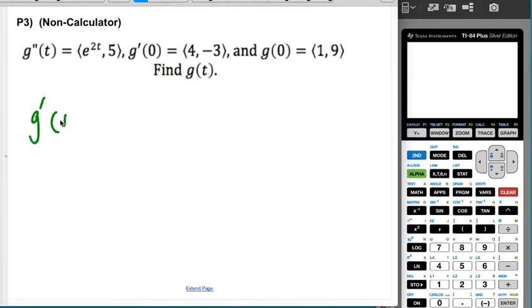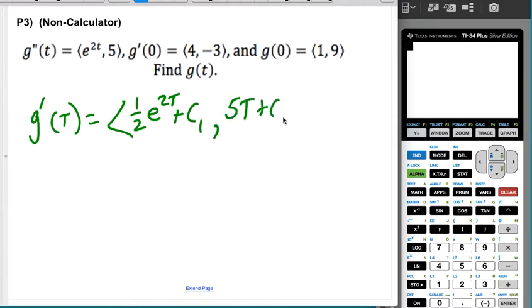So g prime of t is going to be 1/2 e to the 2t, right? Because when I integrate e to the 2t, I'm still going to get e to the 2t, but then I have to divide by the 2 because essentially I'm doing the reverse of the chain rule, right? Plus some c sub 1, and this is going to be 5t plus some c sub 2.